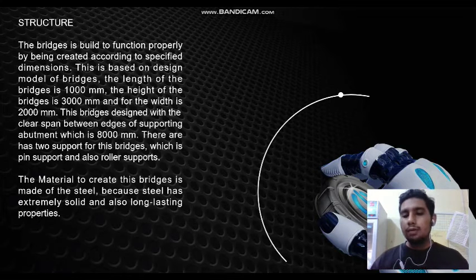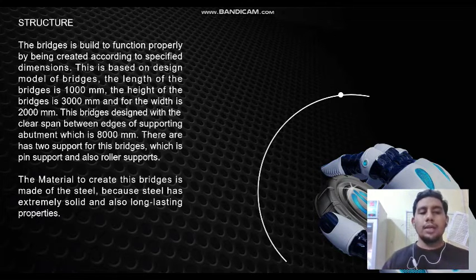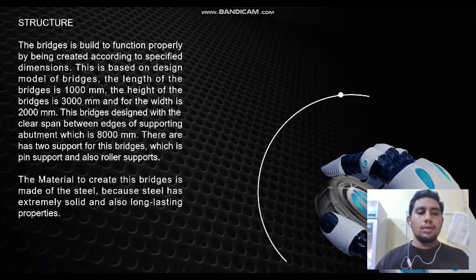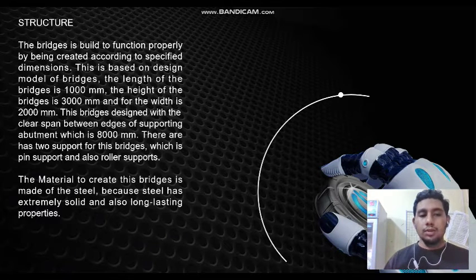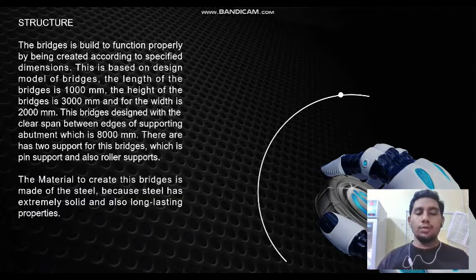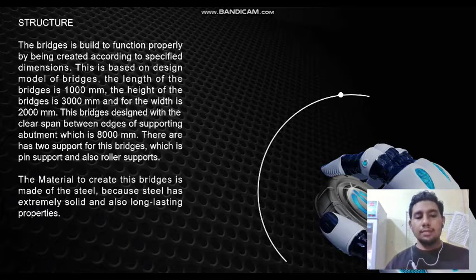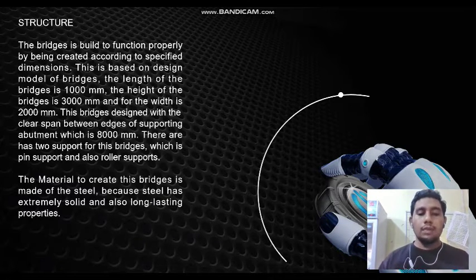The bridge is built to function properly by being created according to specific dimensions. This is based on the design model of the bridge. The length of the bridge is 1000 mm, the height of the bridge is 3000, and the width is 2000. This bridge is designed with a clear span between the edges of the supporting abutments, which is 8000 mm. There are two types of support for this bridge: first, the pin support, and second, the roller support.